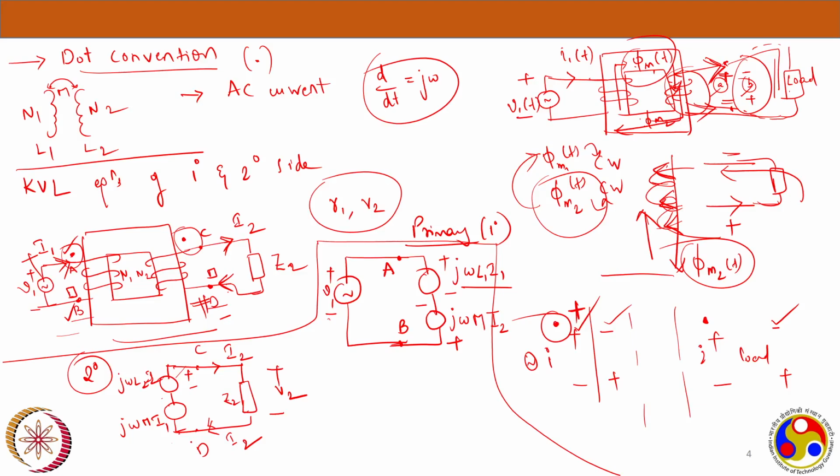Because in the primary side, the current is entering the dot, and this mutual coupling to the secondary is caused by the primary side. So the current should leave the dot. How will it leave? If the positive is there on the upside, and negative is there, then only it can force the current to leave the dot. I didn't understand that.